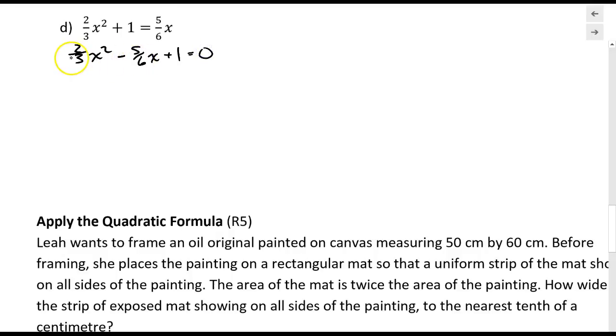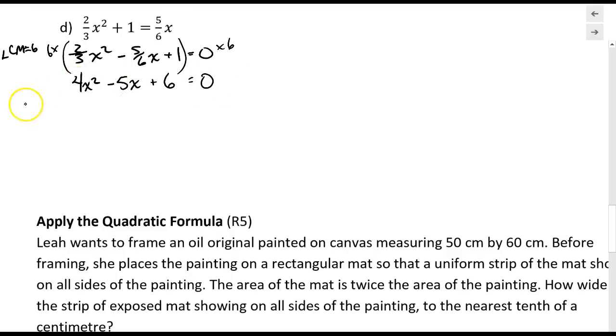To cancel out both of these denominators, I'm going to go with their lowest common multiple. In the case of 3 and 6, the LCM is 6. I'm going to multiply all of these things by 6, and we're going to try and simplify. So the whole side times 6, and this side times 6. Now luckily 0 times 6 is still 0. 6 divided by 3 is 2, so 2 times 2 is 4x squared. 6 divided by 6 is 1. 1 times negative 5 is negative 5x. And then 6 times positive 1 is plus 6 equals 0.